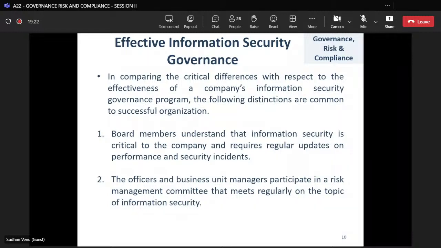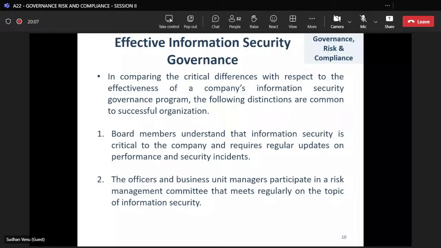The organization has to regularly review the business and the security process with the goal of continuous improvement. For security products, they should be managed by the services and consultants on the third party side, who purchase and deploy them in an informed manner, and then they have to regularly review that. Obviously the board members need to understand that information security is critical to the company, and they require regular updates on the performance and security incidents. They have to identify and implement what is required in terms of security incidents.